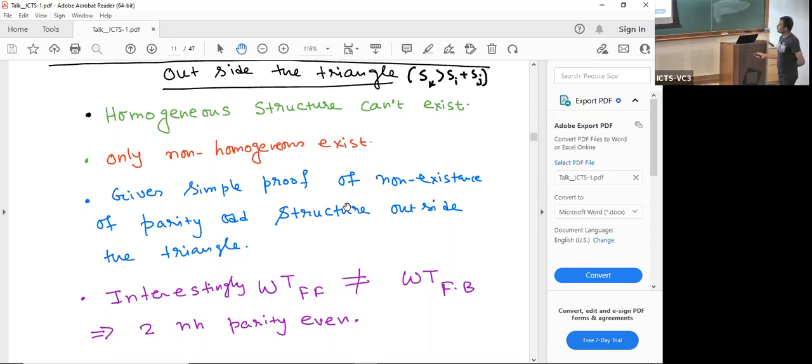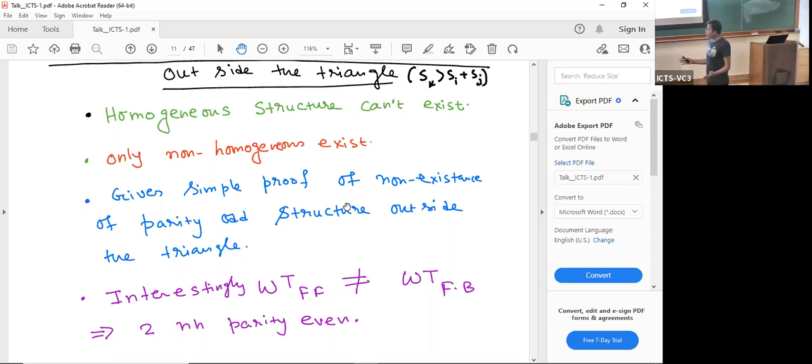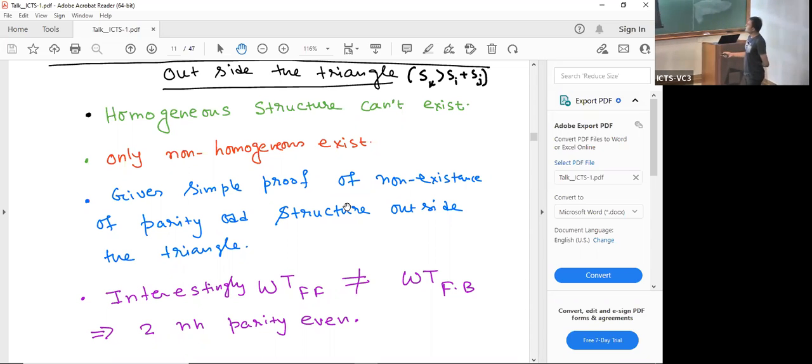Outside the triangle, you can show that the homogeneous structure cannot exist. It's a one-line proof: outside the triangle, any homogeneous structure will not be consistent with the OPE consistency. And this gives a simple proof of non-existence of parity odd structure outside the triangle. In the earlier slide, I said that the parity odd non-homogeneous structure is a contact term and the parity odd homogeneous structure is fine. But outside the triangle, no homogeneous structure can exist.